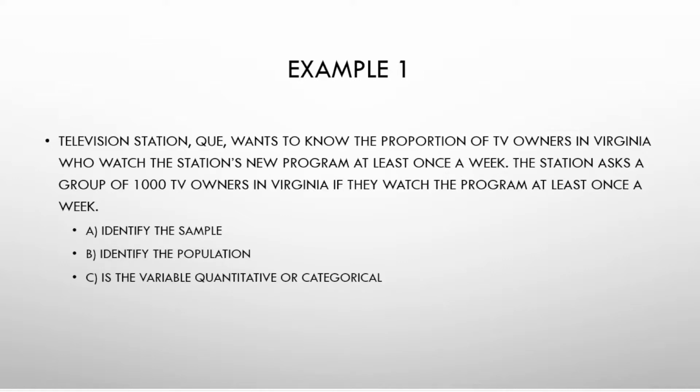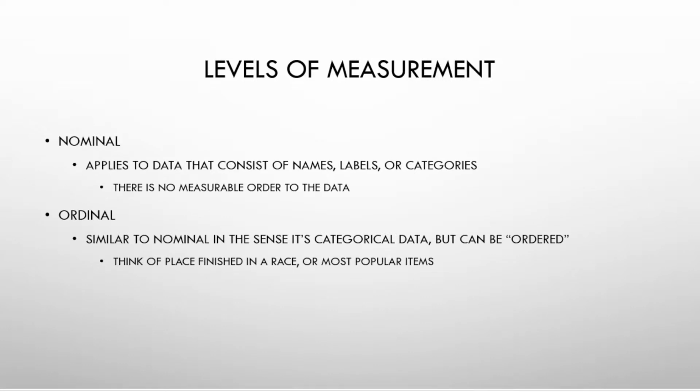All right. So where we left off last time was just going through this first example here. We identified the sample, the population, and then the type of variable, whether it's quantitative or categorical. Moving forward, our next set of vocabulary terms is levels of measurement. The two levels of measurement we're going to start with are nominal versus ordinal.